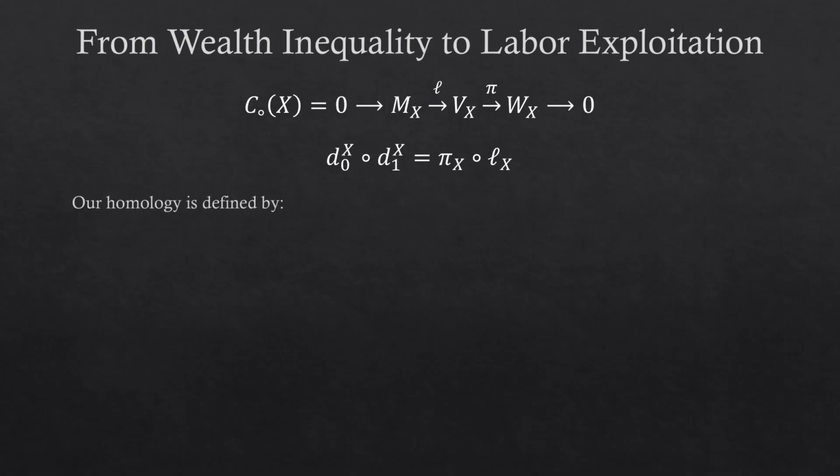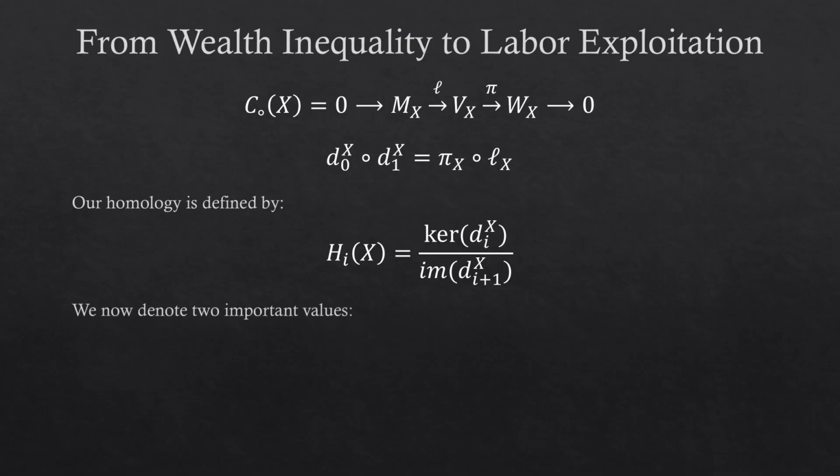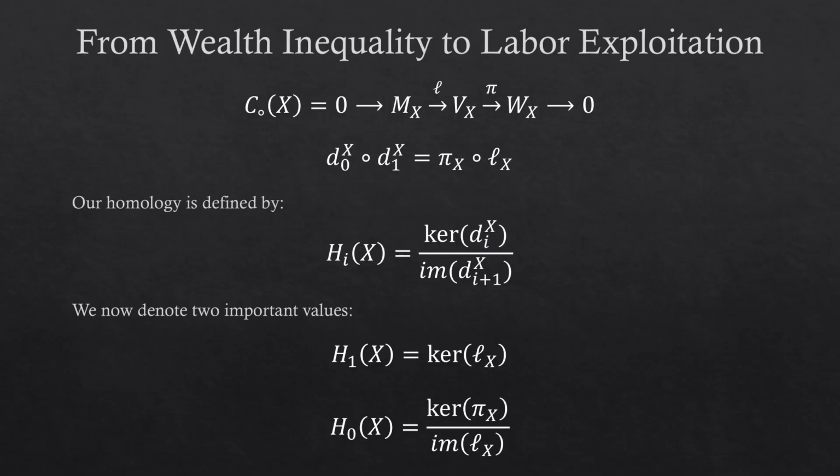Our homology is then defined by the following. We have the kernel of d sub i modulo the image of d sub i plus 1. We now denote two important values of this homology. H sub 1 of X gives us the kernel of L sub X, and H sub 0 of X, or H naught of X if you will, gives us the kernel of pi sub X modulo the image of L sub X.